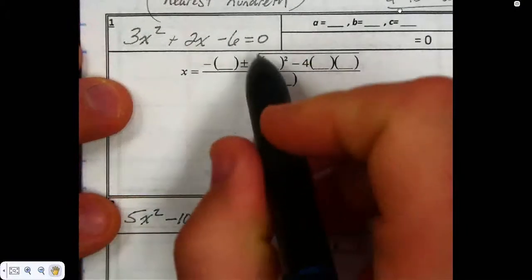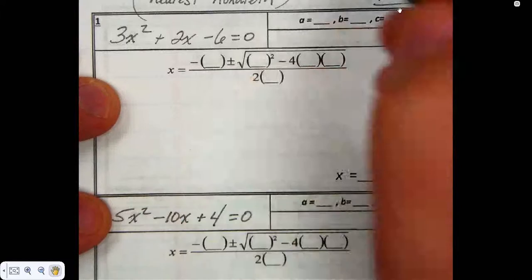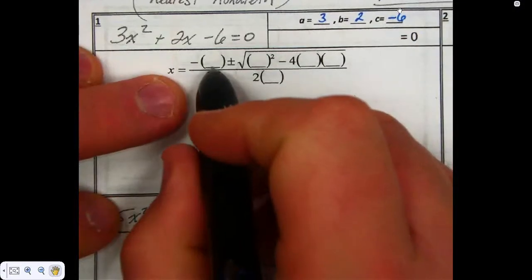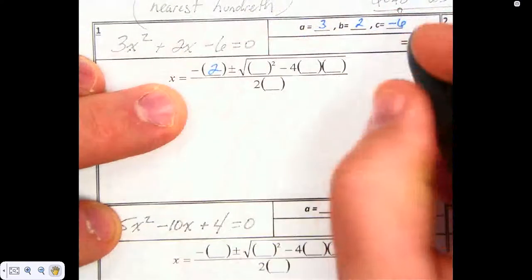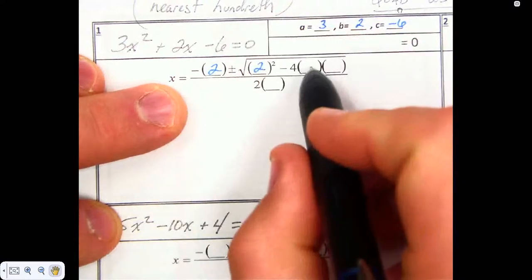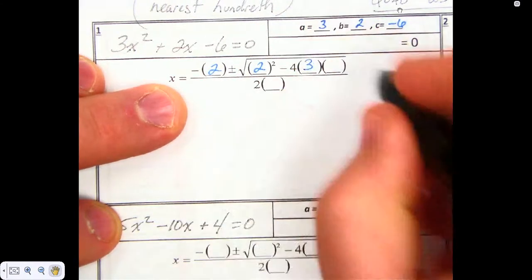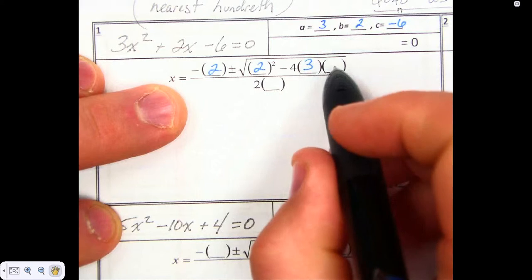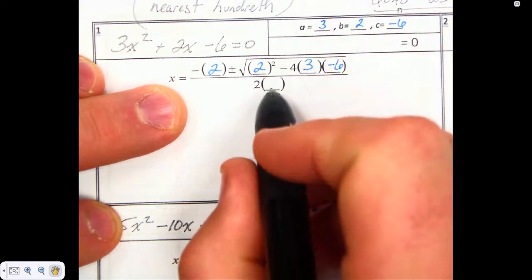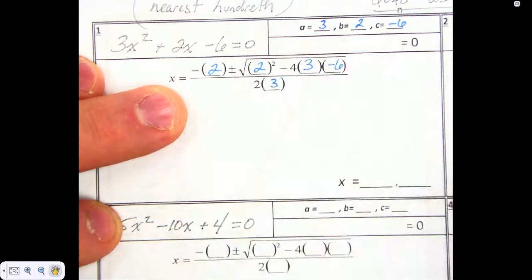First of all, is everything set equal to 0? Yes. What's my A? 3. My B? 2. C? Negative 6. Okay. What goes there? What letter goes there? B, so that would be 2. What letter goes there? B, so that would be 2. What letter goes there? A, which is 3. What letter goes there? C, which is negative 6. What letter goes there? A, which is 3. Okay.